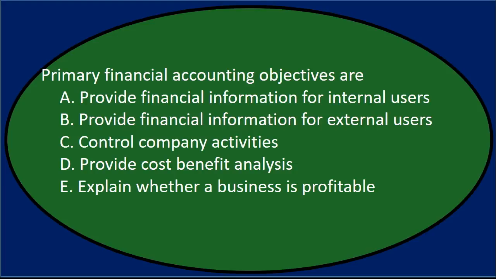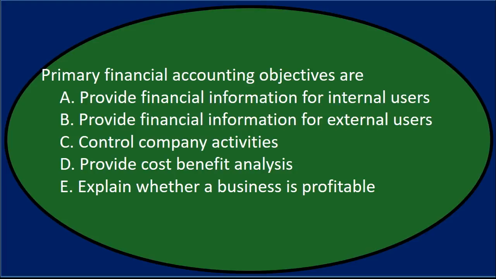And C says control company activities. Not really the primary objective of the financial statements. Again, they might be used for that. That would be something done by management. But the primary objective is not for that. It's for those external users. D, provide cost-benefit analysis. Again, we might be using that data in order to provide the analysis, but that would be something that the management internal users would do, and we're focused here on external users.